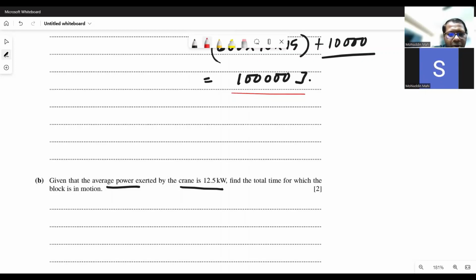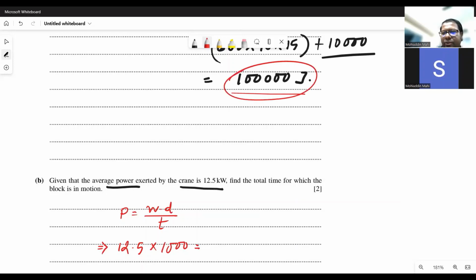So we know the formula, power equals work done divided by time. So here power is 12.5 kilowatt. So that means 12.5 into 1000 watt. We need to convert it into watt. And work done is the total amount of energy spent by the crane. That was 100,000. And time we don't know yet, so make t the subject, so the value is going to be 8 seconds. So that means the crane was in motion for 8 seconds. So that's quite easy. So let's move on to the next question.